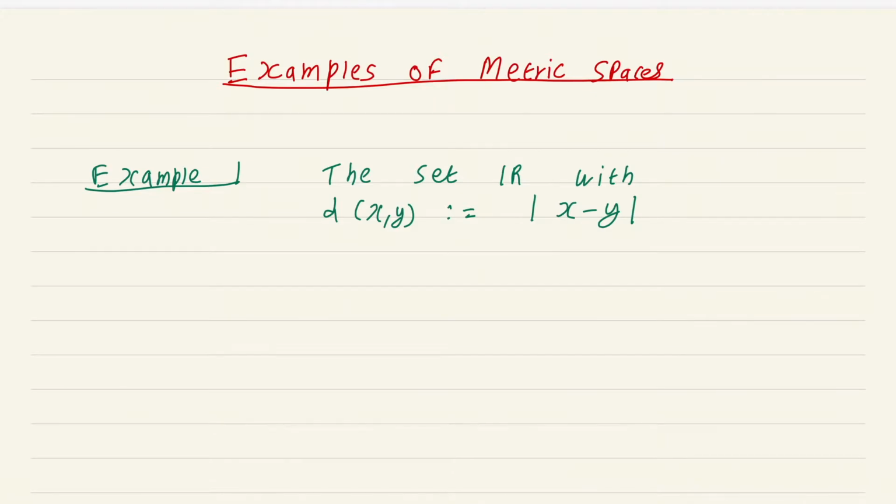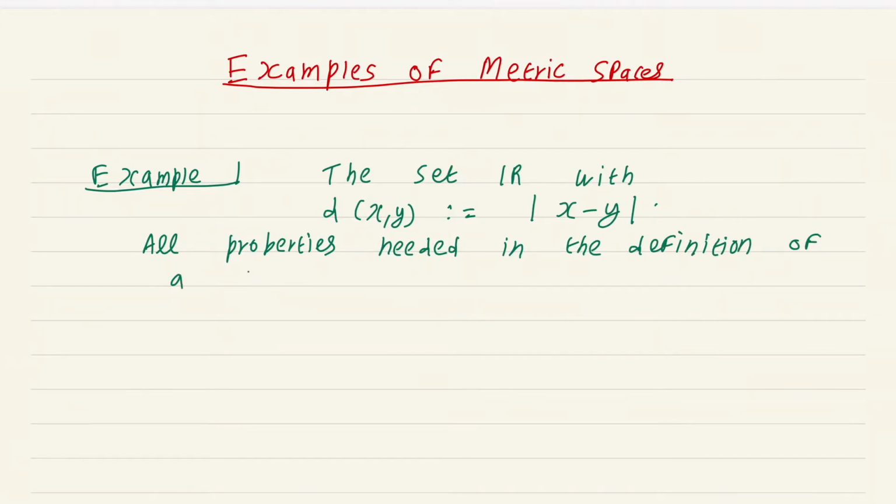Now we have already verified all properties needed in the definition of a metric. In the chapter where we took an axiomatic approach to the real numbers, we had defined what this absolute value function is and also checked all these properties.